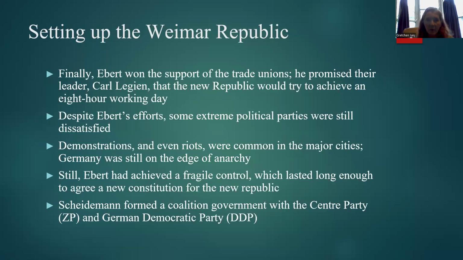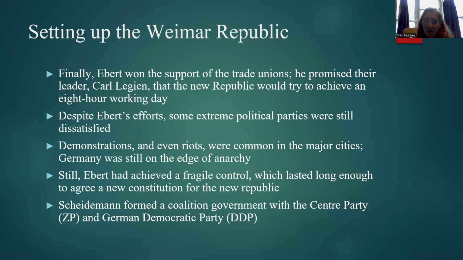Finally, Ebert won the support of the trade unions. He promised their leader, Karl Legien, that the new republic would try to achieve an 8-hour working day. Despite Ebert's efforts, some extreme political parties were still dissatisfied. Demonstrations and even riots were common in the major cities, and Germany was still on the edge of anarchy. So despite all the things that he did accomplish, it didn't solve all the problems.